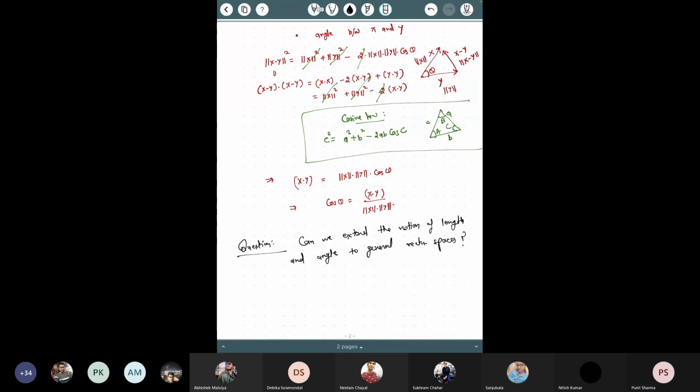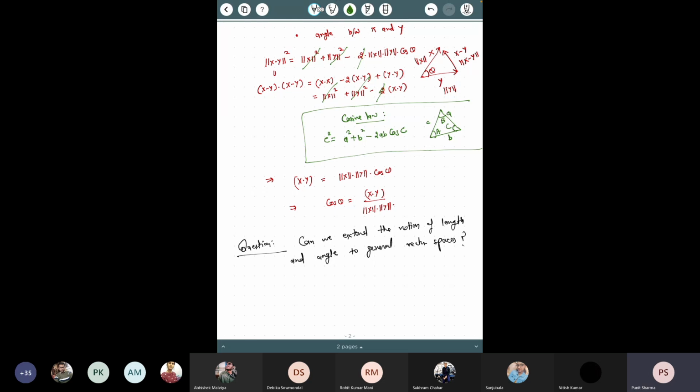Sir, how will we take the angle in Rn, where n is greater than or equal to 4? Yes. I'll answer this question not only for that case but for a general vector space, and the same applies for Rn also. You can see that this is my question: can we extend the notion of length and angle to a general vector space? So we want to extend this idea of length and angle between two vectors for a general vector space. So it also includes Rn.